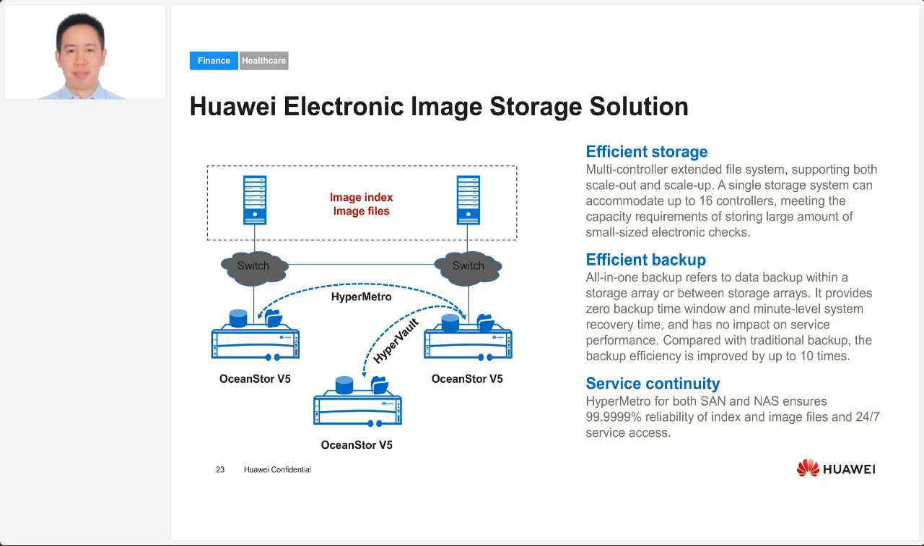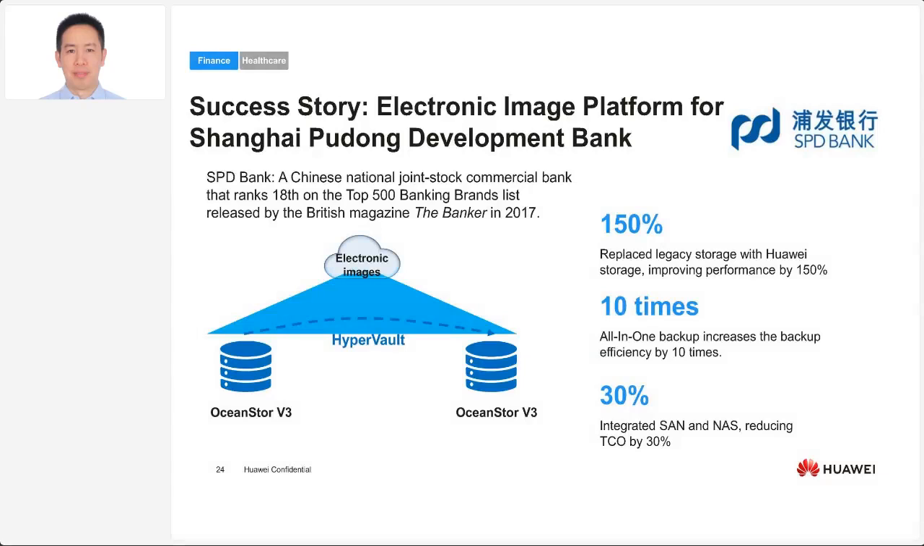In the finance industry, let me give you one of these large banking use cases. We call it SPD Bank in China, headquartered in Shanghai. This Chinese National Joint Stock Commercial Bank was ranked 18th on the top 500 banking brands list, released by the British magazine The Banker in 2017.